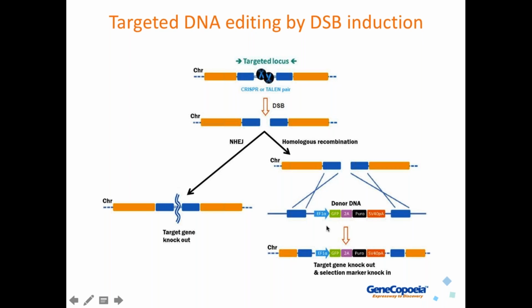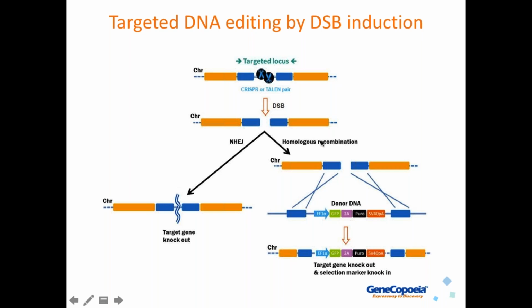And you can also mimic this by adding what's known as a donor DNA, an exogenous DNA, which can be a plasmid or an oligonucleotide. And in so doing, you can virtually knock in just about any sequence you like, as long as it's between the homology arms. This can be a selectable marker. It can be a mutation. You can correct a mutation, for example. But you get a targeted knock-in using this homologous recombination pathway.